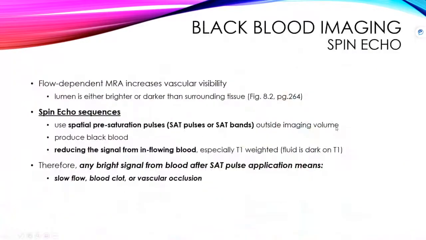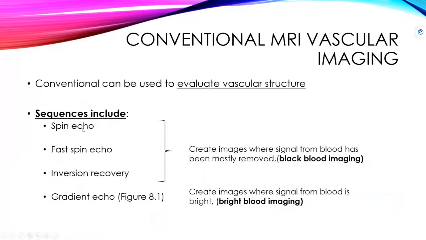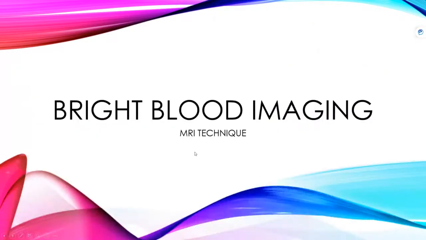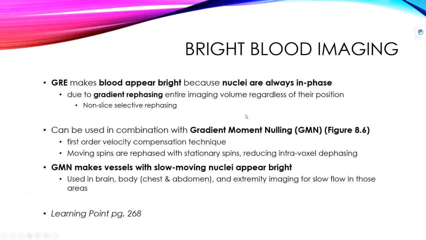And like I said, we use spin echo, fast spin echo, inversion recovery, or gradient echo to produce vasculature imaging. Black blood imaging is going to be the conventional spin echo sequences, spin echo, fast spin echo, and inversion. Now let's look at bright blood imaging, which is using MRI technique, gradient echo.